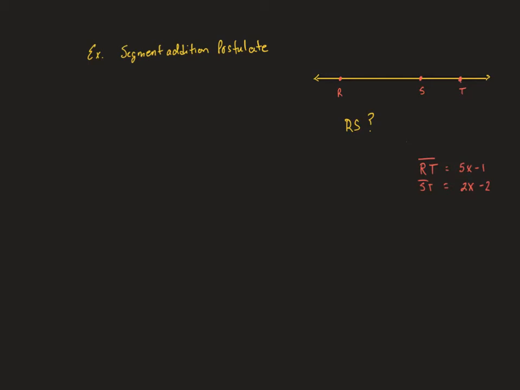If I do some substitution, what I want to do is take these values and substitute them in for their length. First of all, I'll start with ST, which is going to be 2x minus 2, and that is this distance right here. And I know that RT is going to be this distance right here, and that is going to be 5x minus 1. Now what I'm trying to find out is, what is RS? What is this segment right here?